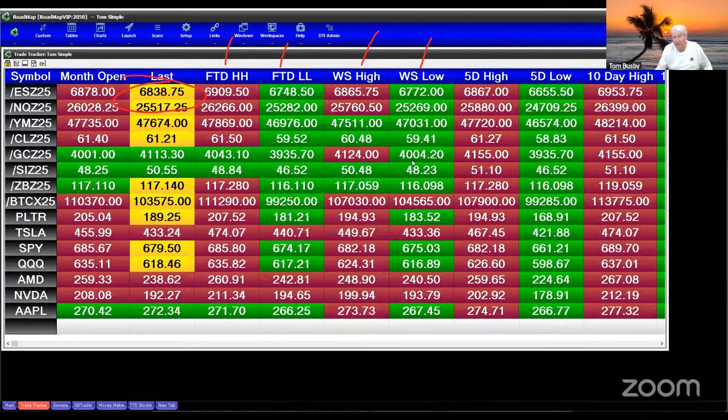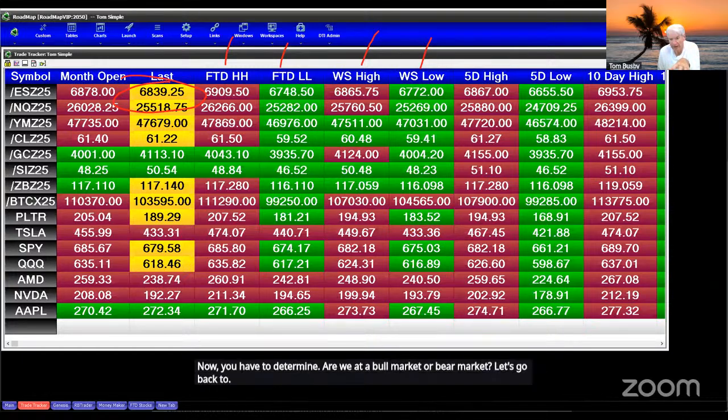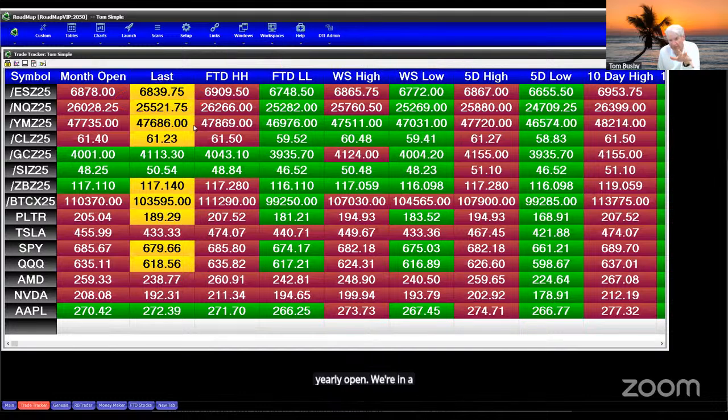Well, what does it mean to you as a trader? And what should you be looking for? Okay. Now, you have to determine, are we in a bull market or bear market? Let's go back to the yearly open. We're in a bull market. I'll just make it simple. We're a lot higher than where we opened the year.